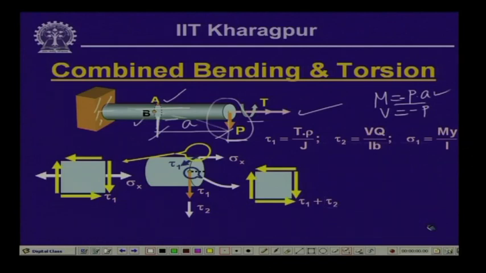Now, the question is that when this moment and the shear force are acting at this particular cross section, what kinds of stresses are we going to get at point A and point B.